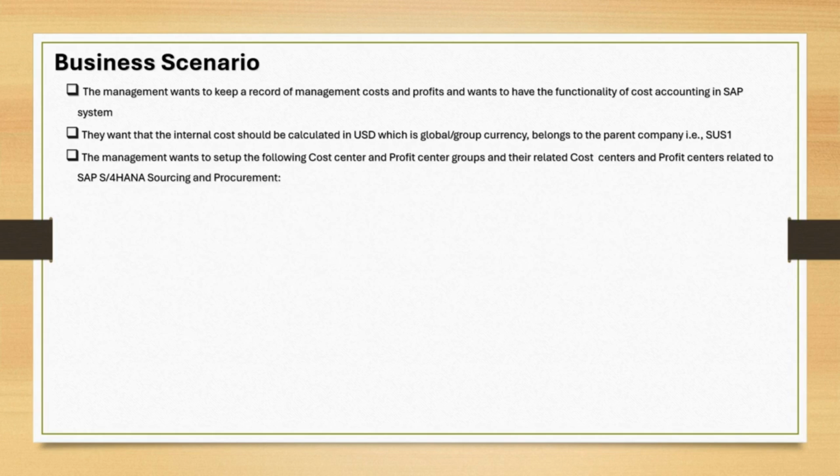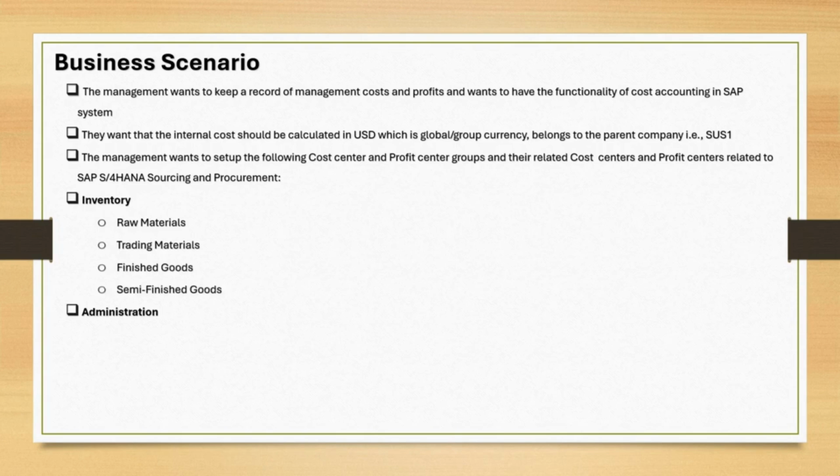Next, the management wants to set up the following cost and profit center groups and their related cost centers and profit centers related to SAP S/4HANA sourcing and procurement, such as inventory. We will create inventory as a cost center or profit center group, and under that inventory we will create the cost center and the profit center as raw materials, trading materials, finished goods, semi-finished goods, and then under administrative services, rent, and under assets will be fixtures and fittings. For example, laptops.